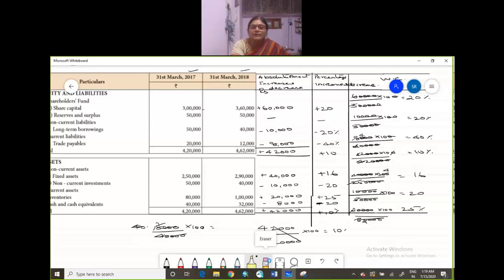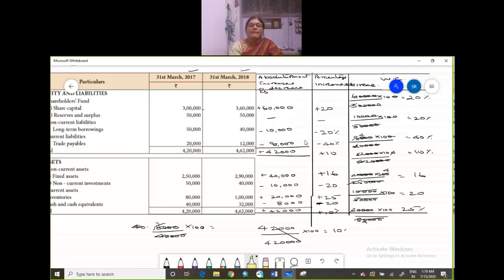Now I'll just erase this portion. I have completed the problem. We have compared both the years and we have got the percentage. It's easy for you; with just the raw figures, it's very difficult to find out the percentage of increase and decrease.